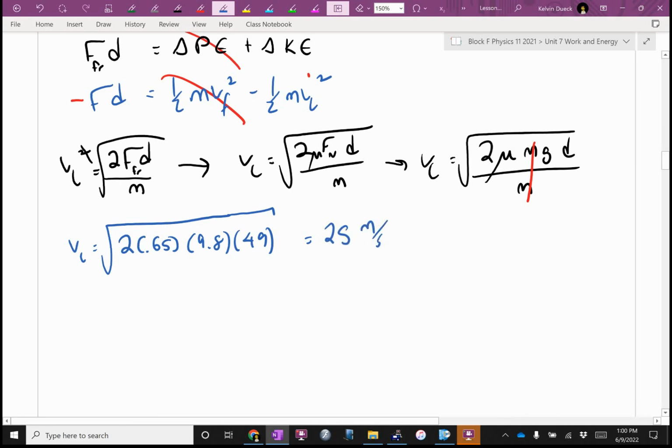Should this person be charged? How fast is that in meters per second? Anyone? Zayna, what'd you get? 89? In a school zone? Probably going to get charged.